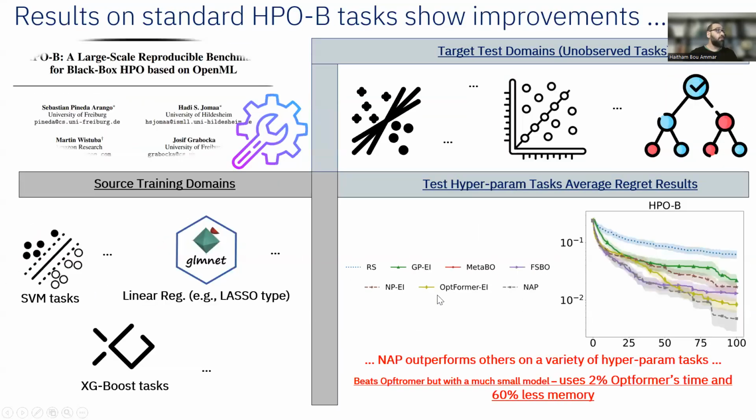Then we have Optformer EI, which is Google's MetaBO solver based on Optformer. And then we have ours, which is called NAP. What we can see is that we can do better than the other methods on a variety of tasks. And compared to Optformer, because we have a smaller network, we would actually need just 2% of the Optformer time and 60% less memory, which I think is super cool.